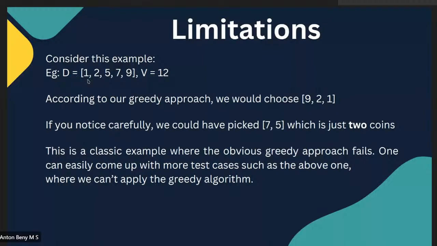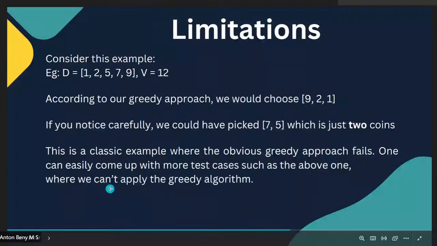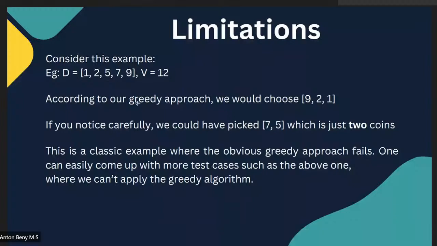Option C is almost similar to this. So I hope you guys understood. There's no intuitive way where you can tell your algorithm to choose 7 and 5. You can easily come up with more test cases where we can't apply the greedy algorithm. So this is a very big limitation of the greedy approach. That is, you can't cover all possible cases. You're just choosing the best option at that point and you're hoping that would be the best. So in such cases and a lot of problems, you might not be able to apply the greedy approach. So you have to remember that.